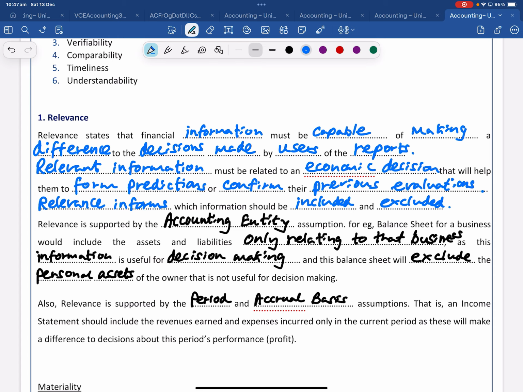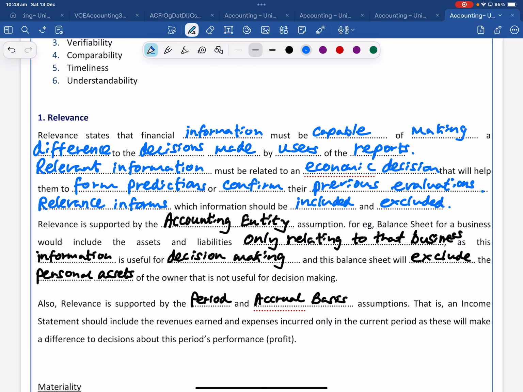Next paragraph. Relevant information must be related to an economic decision that will help to form predictions or confirm previous evaluations. What does that mean? Let's say an investor had been told that business A is good, business B is bad. By looking at the reports of business A, that person should be able to form a prediction. If he thought it was good, then by looking at that, he can confirm the previous evaluation.